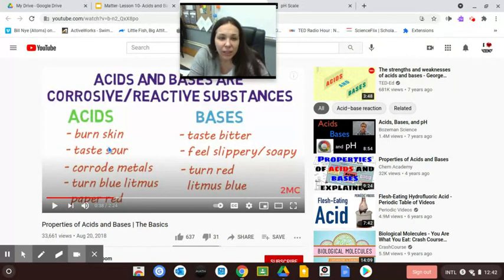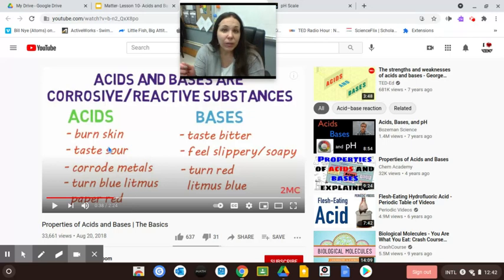So a lot of times, acids that we're familiar with, they'll burn your skin. Not to say that bases won't, but a lot of acids will. They will taste sour, like lemons, limes, a lot of citrus fruits. They will corrode metals. And perhaps you did this in elementary school, where you take litmus paper. It looks like a piece of tape, and you stick it in the substance and it will turn a color depending on whether it's an acid or a base.